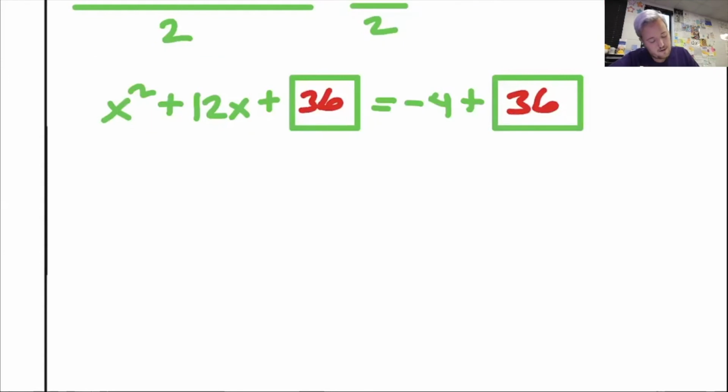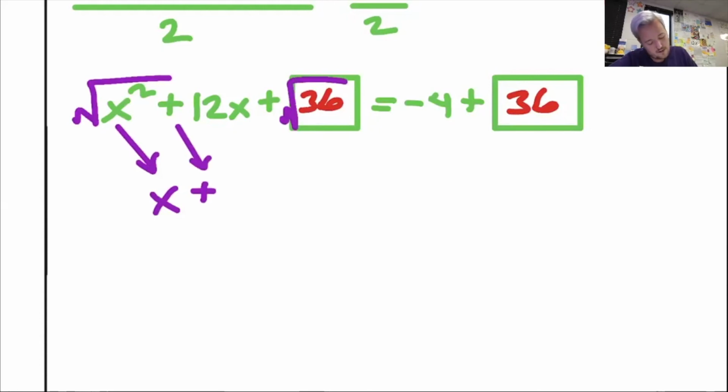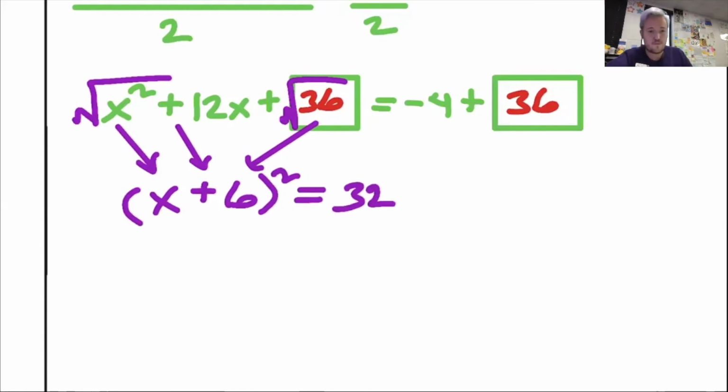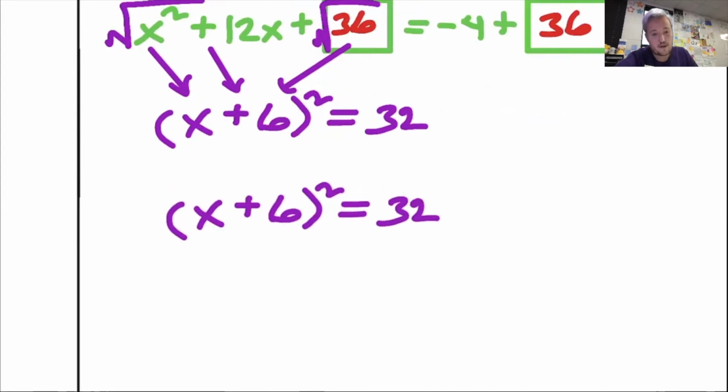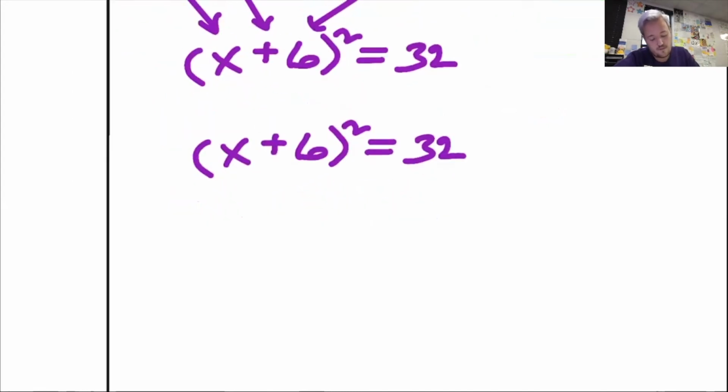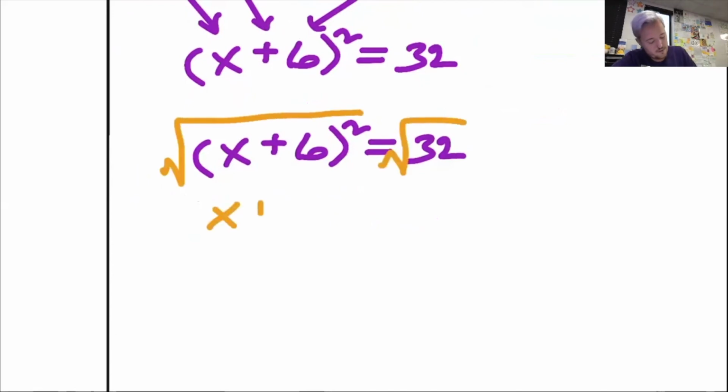All right, so now on the left side, I'm going to go ahead and start factoring. So the square root of x squared gives you x, keep the sign. So addition, square root of the last, which gives you 6, and then square. And that's going to equal -4 plus 36, which is going to give you a positive 32. All right, so now I want to go ahead and find my x value. So now I'm going to go ahead and take the square root. So x plus 6 equals plus or minus square root of 32.